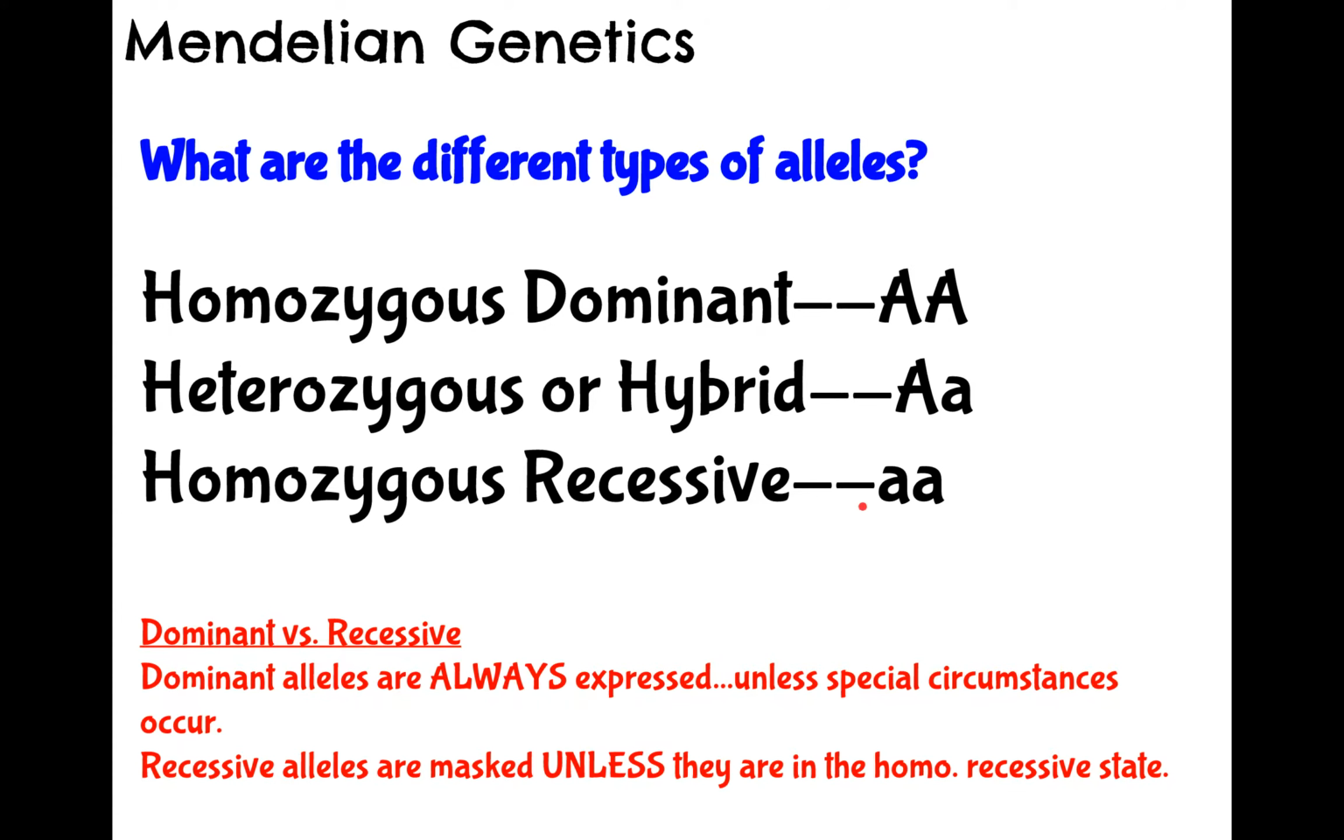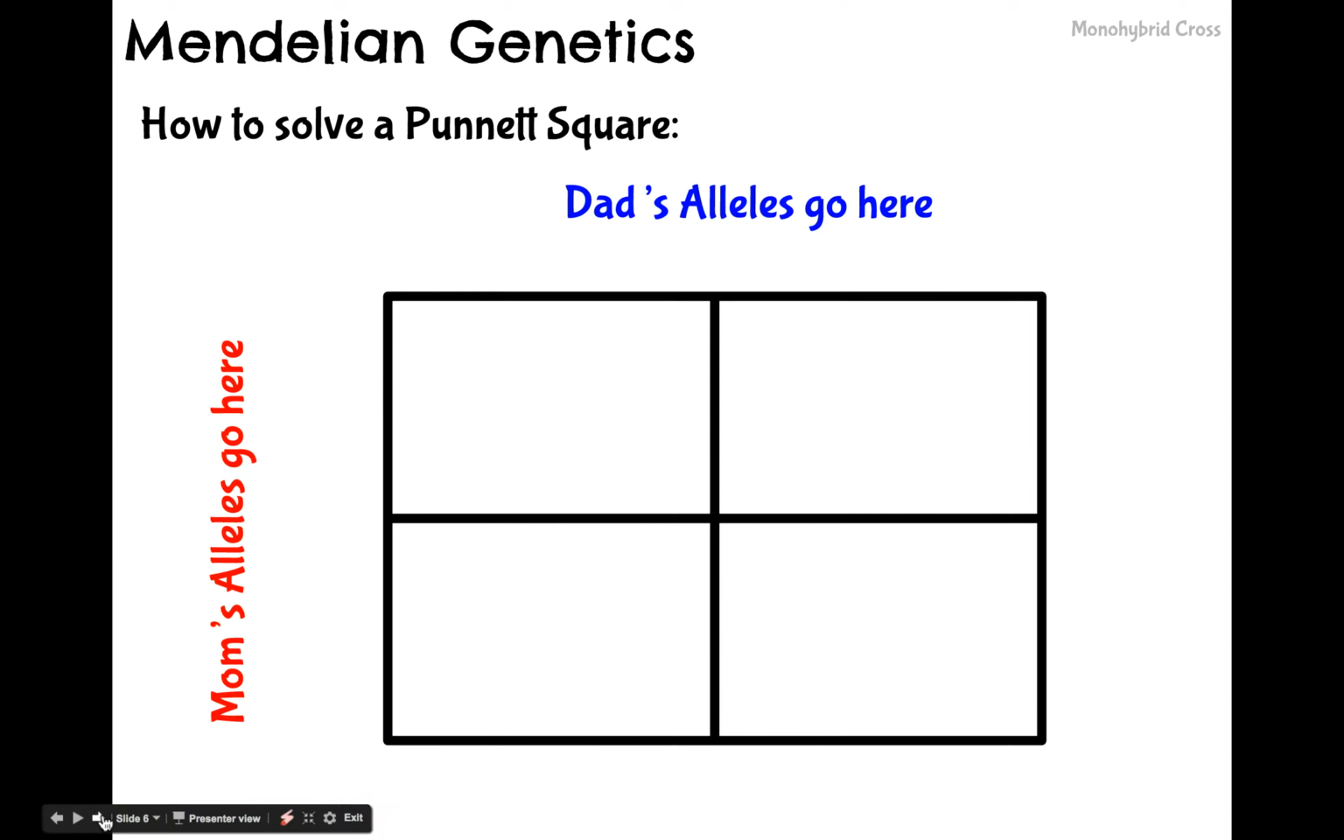So what this is telling you is if my offspring is homozygous dominant, or if it's heterozygous, I'm always going to show whatever the dominant trait is. And then if I'm in a homozygous recessive state, I'm always going to show whatever that lowercase recessive trait is. And you'll see examples of that in the slides to come. So what happens now is we're actually going to solve the Punnett square.